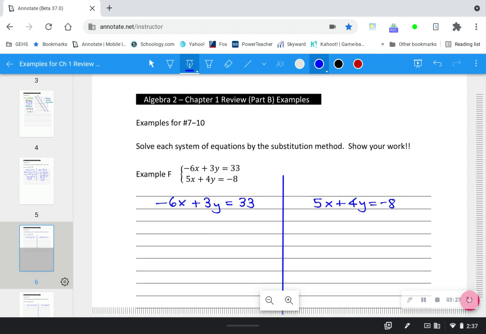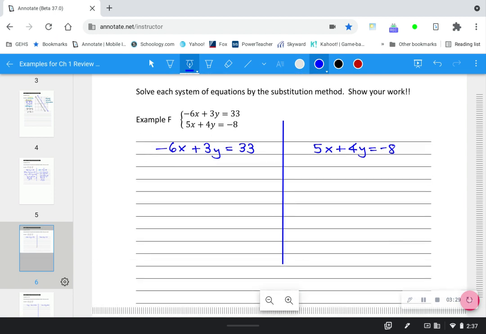Okay, another one like that, except this one's a little less convenient. You'll notice that we don't have a 1x or a 1y or a 1x or a 1y. So this would really normally be a problem I wouldn't use substitution on, except if you really play your cards well, you can find a place where you can get one of the variables by itself without resorting to fractions.